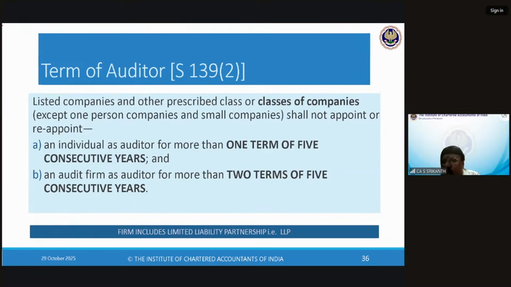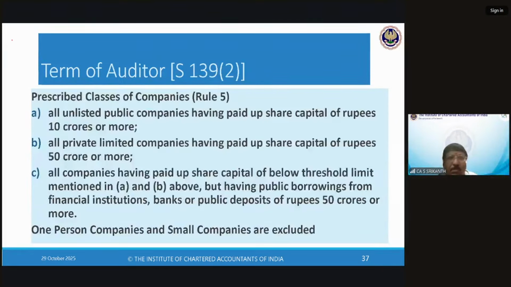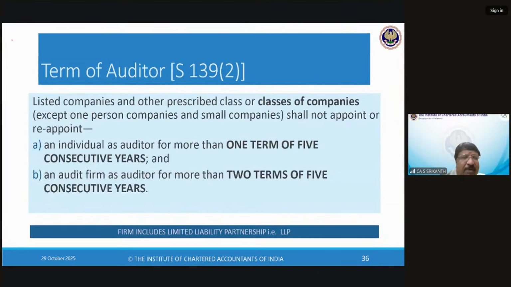So at the end of the 5th year, at the AGM after this, there will be a question. If it is a firm and you want to continue them, you can go another 5 years. But if it's an individual, no, you have to change. So that is called rotation of auditors. What are the prescribed classes? Be very careful, because for these classes of companies, rotation has been prescribed. So all unlisted public companies, listed companies are covered.